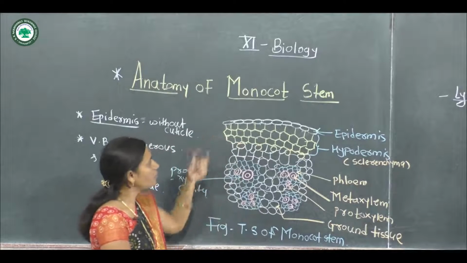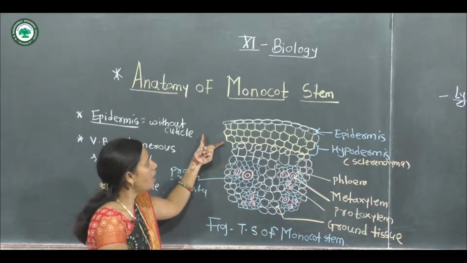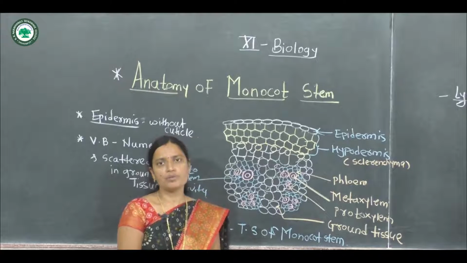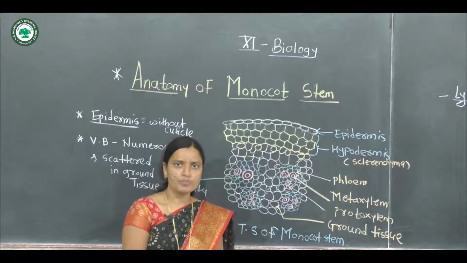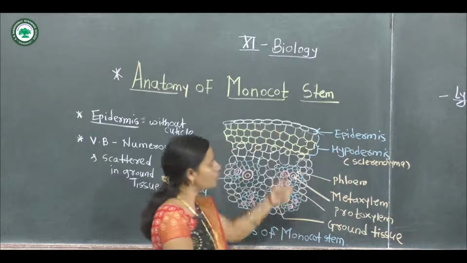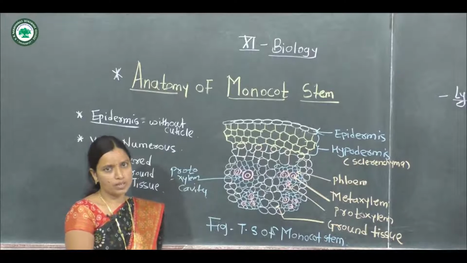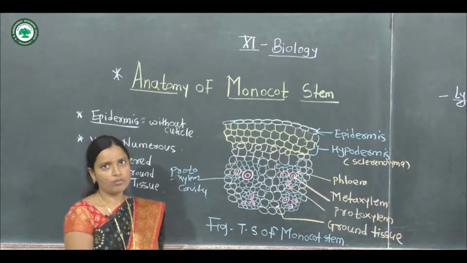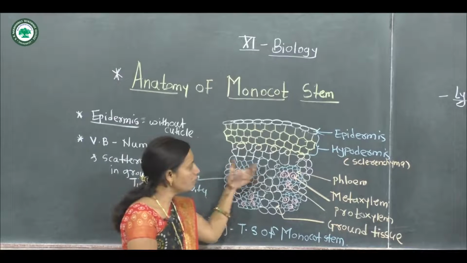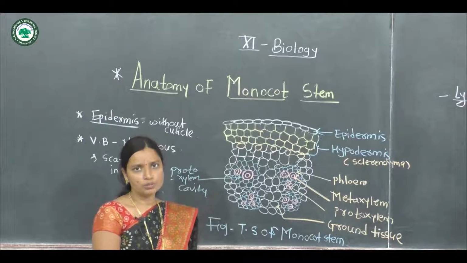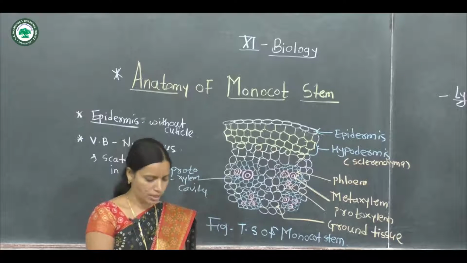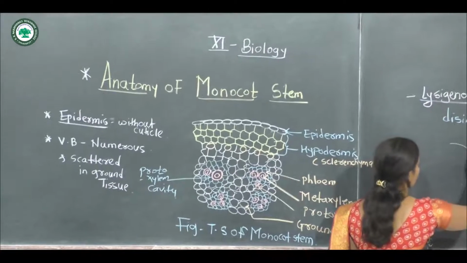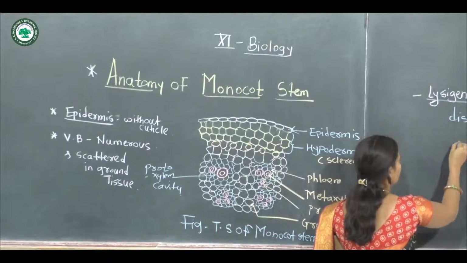The next part, below the epidermis, is the hypodermis, which has 2 to 3 layers. The hypodermis cells are sclerenchymatous tissues, meaning sclerenchyma is found in this region of the monocot stem. The internal or central part of the monocot stem has xylem and phloem tissues, but cambium is absent in the monocot stem. Now the structure of this stem: the transverse section showing different layers.